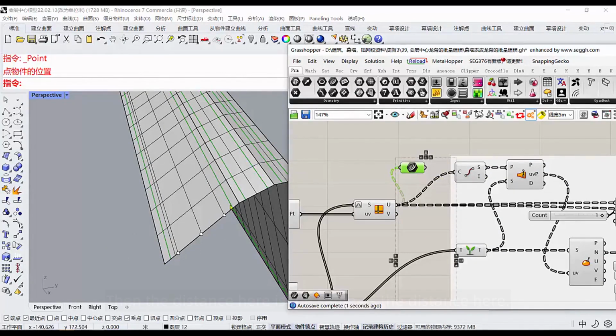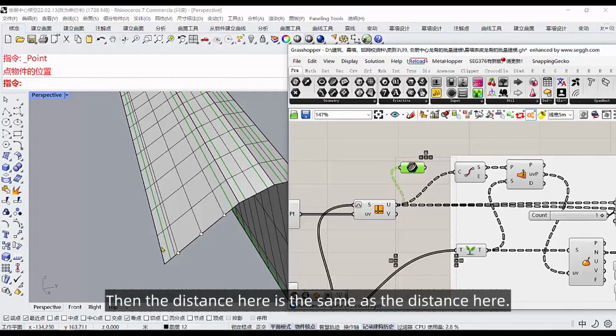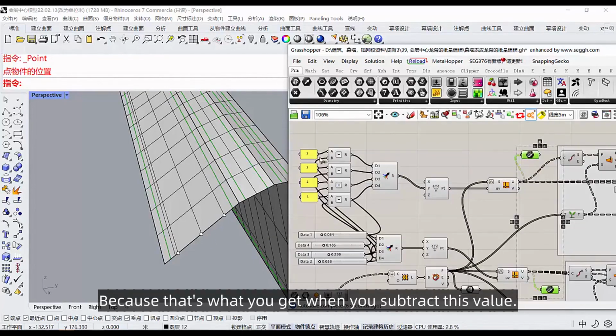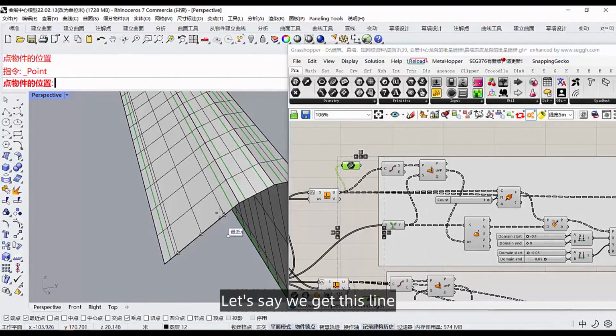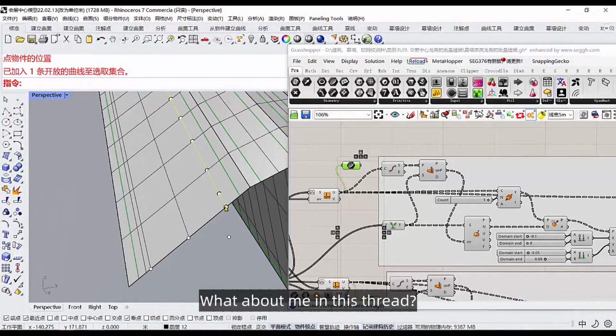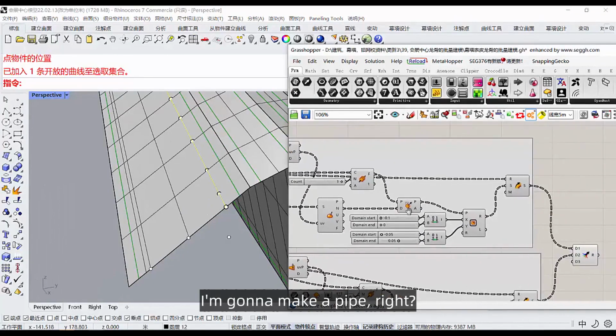Then the distance here is the same as the distance here, because that's what you get when you subtract this value. What about with this wire? We can shell out, let's say we get this line. What about this thread? I'm going to make a pipe.